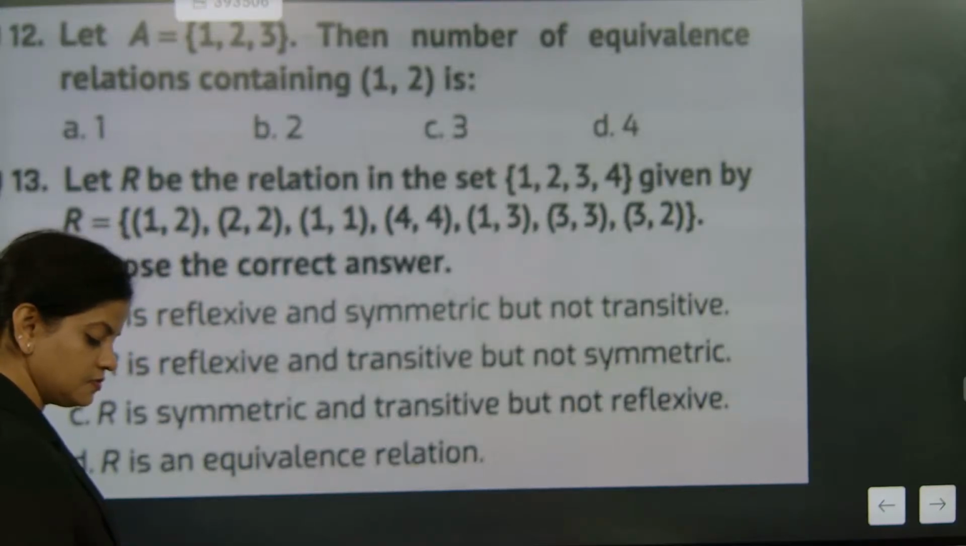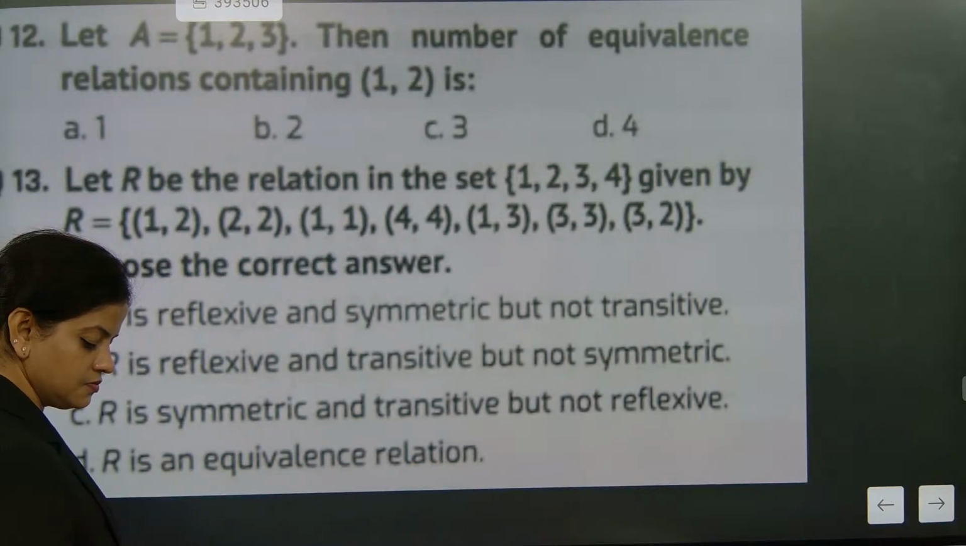The option is B. R is reflexive and transitive but non-symmetric. Okay, got it. Ma'am, the answer is B, ma'am.